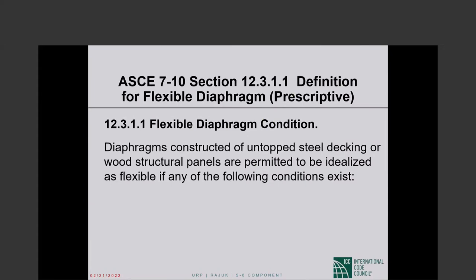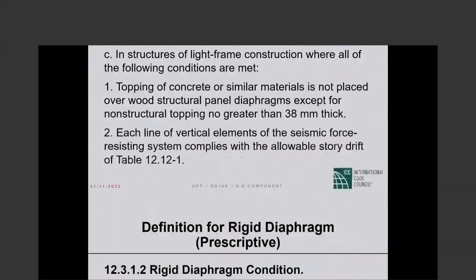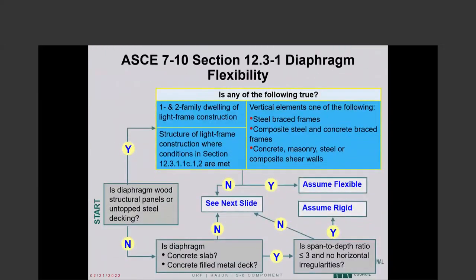Okay. So the answer is diaphragms constructed of untopped steel decking or wood structural panels, if, let me go to a picture and then maybe I'll come back to the text, maybe I won't. Okay, but this summarizes the whole provisions of ASCE 7 when it comes to rigid versus flexible diaphragms. Okay, this picture is not in ASCE 7. We put this together to explain the ASCE 7 provisions.